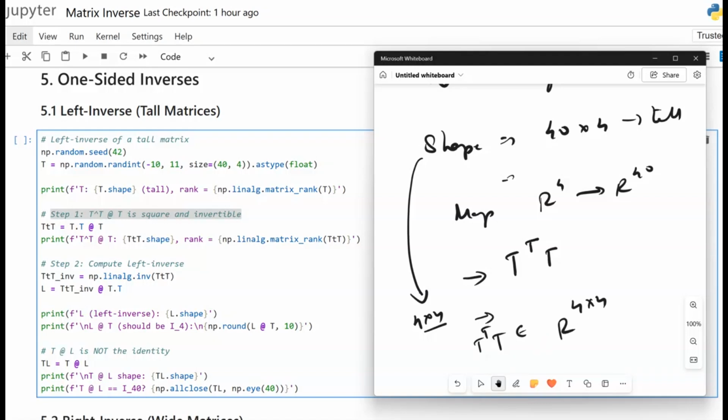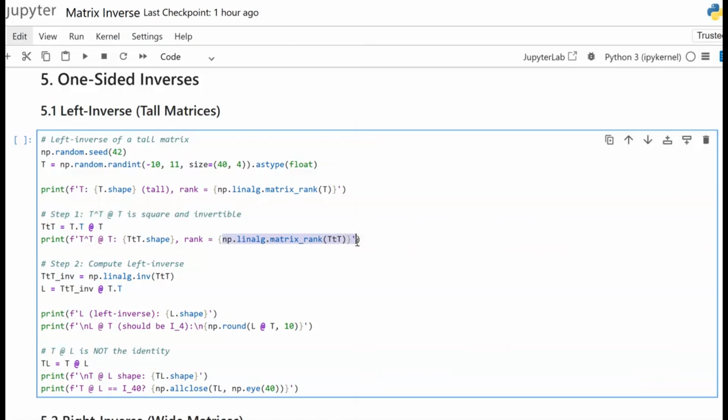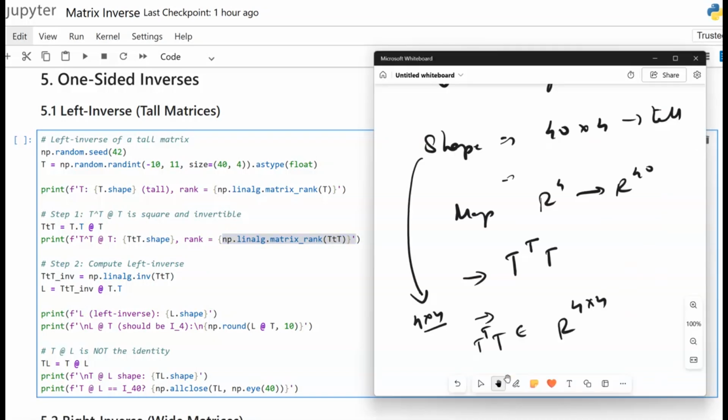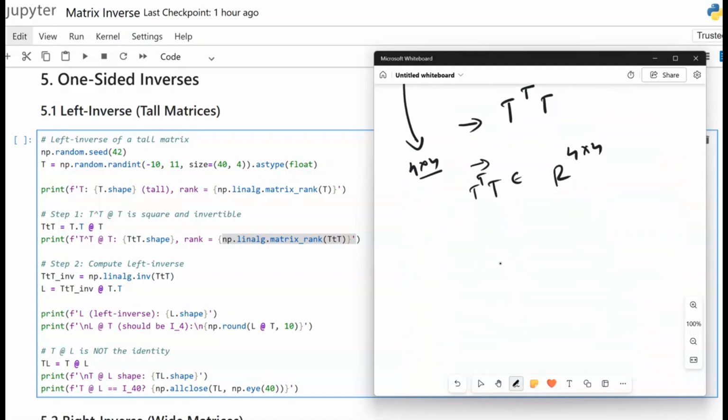Now, making towards invertibility, kindly observe, dear friends, we specify the invertibility check. Here it results in a full rank of 4. Of course, it is invertible, because this is guaranteed if T has full column rank, since we are taking a tall matrix. So T is a full column rank matrix and we have 4 columns.